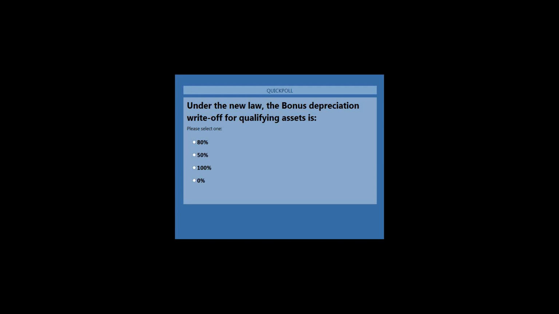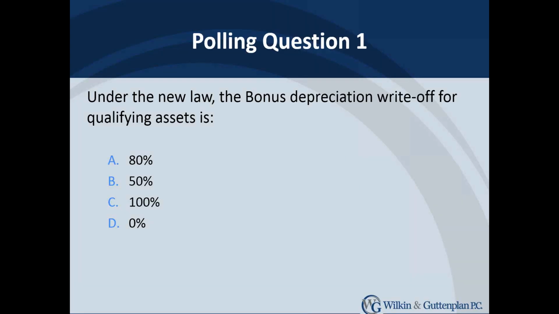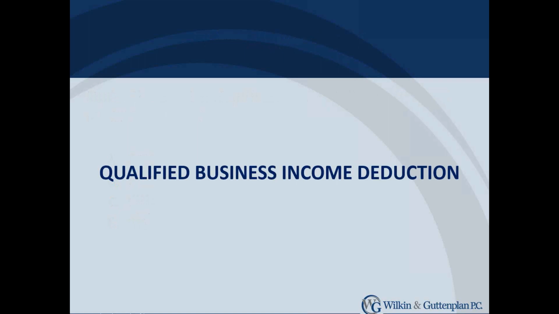We're good? So let's see, what does the audience say? The majority of the audience said the 100% qualifies for immediate expensing. Okay, terrific. So now Leonard's going to discuss the qualified business income deduction.